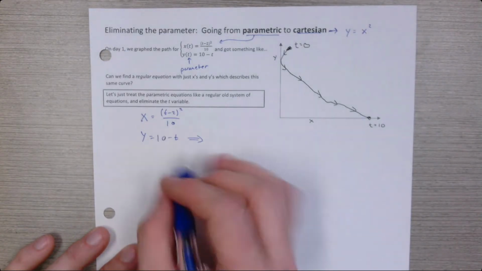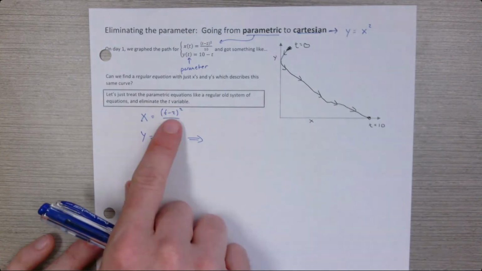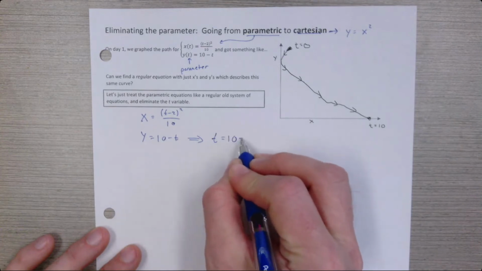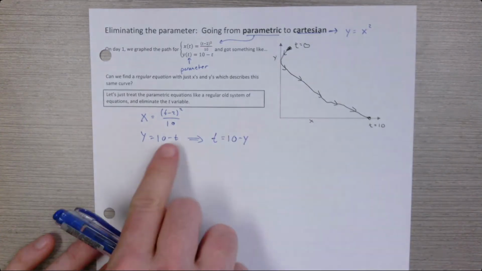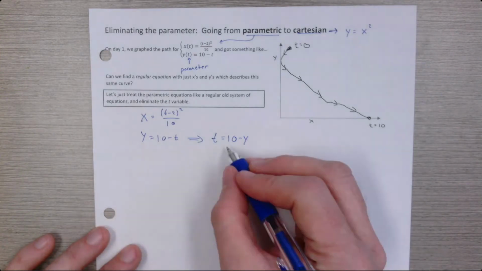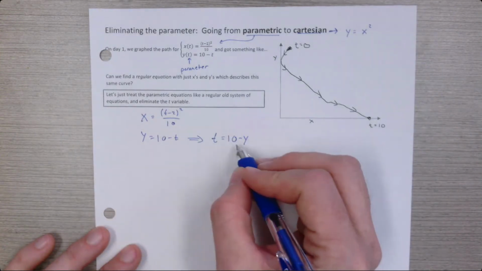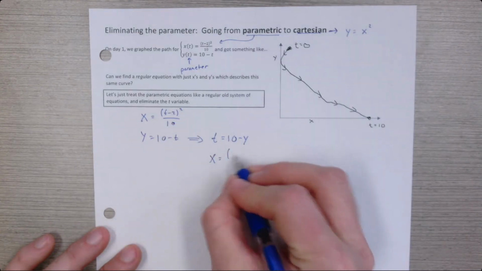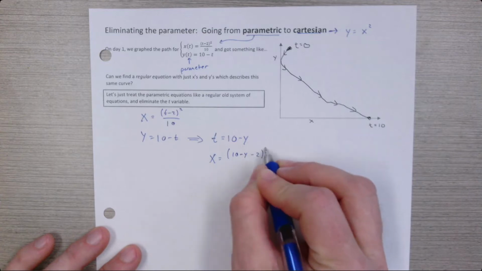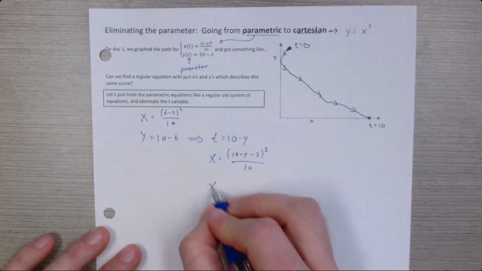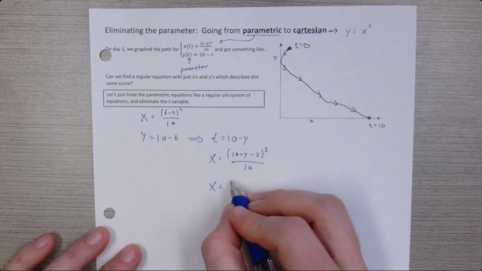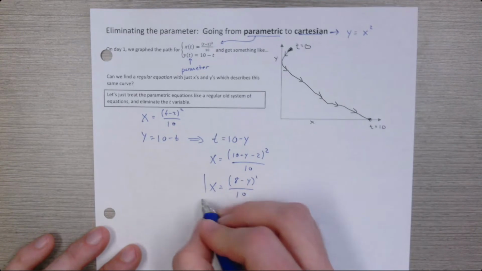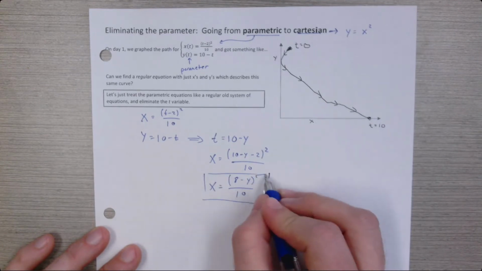It seems convenient here to isolate t and then substitute in for t. So I'll add t to both sides. I'll subtract 10 from both sides. I'll subtract y from both sides. So t is moved there, y has moved here. Now we have a value for t, so let's plug that value in up here. So I'll say x equals (10 minus y minus 2) squared over 10. Or you could simplify that. Let's see, 10 minus 2 is 8. So (8 minus y) squared over 10. And this is a perfectly sensible Cartesian equation.